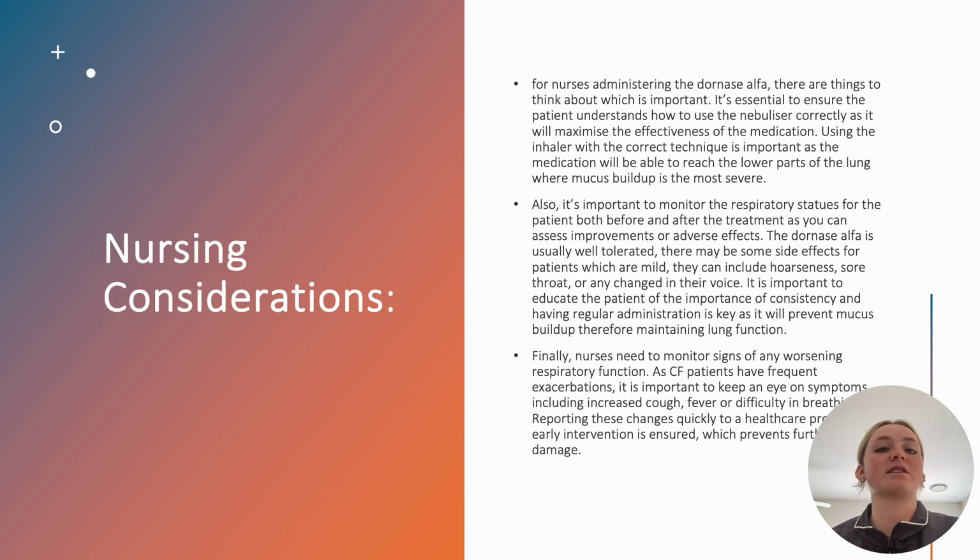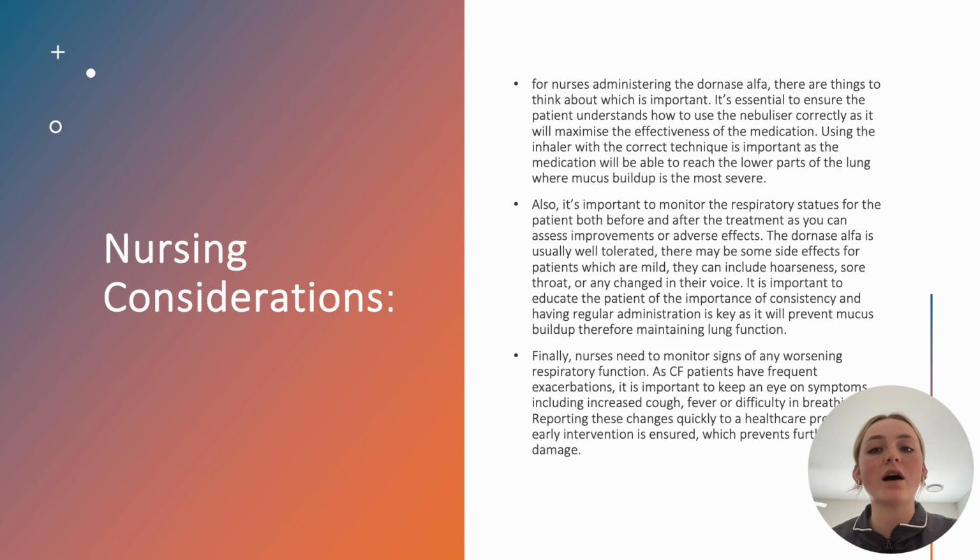For nurses administering dornase alfa, there are two important things to think about. It's essential to ensure the patient understands how to use the nebulizer correctly as it will maximize the effectiveness of the medication. Using the correct technique is important as the medication will be able to reach the lower part of the lung where the mucus buildup is the most severe. Also, it's important to monitor the respiratory status of the patient both before and after the treatment, so you can assess improvements or adverse effects.